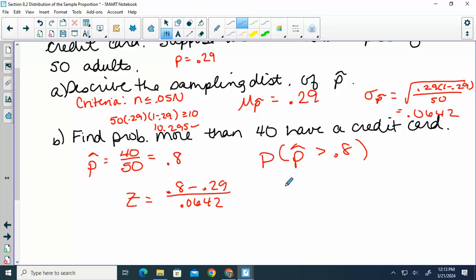This was not a very good example. Can I change it? Because this probability is not one we can even look up. This is what happens when I just make up problems on the fly and hope for the best. Let's change it to more than 25. So that'll change my p hat. X over n would become 25 over 50.